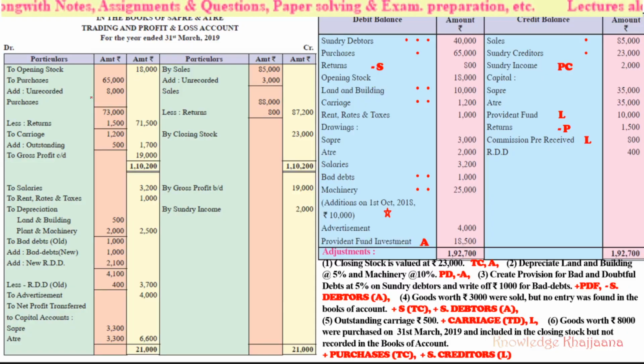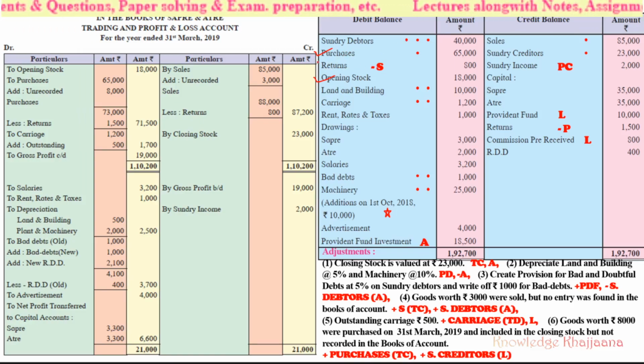Now let's start to solve. First of all, the opening stock is rupees 18,000. Then purchases rupees 65,000. See, there is one adjustment, so we'll write the purchases on the inner side. Then opening stock, purchases. Then next, this will go to the balance sheet.